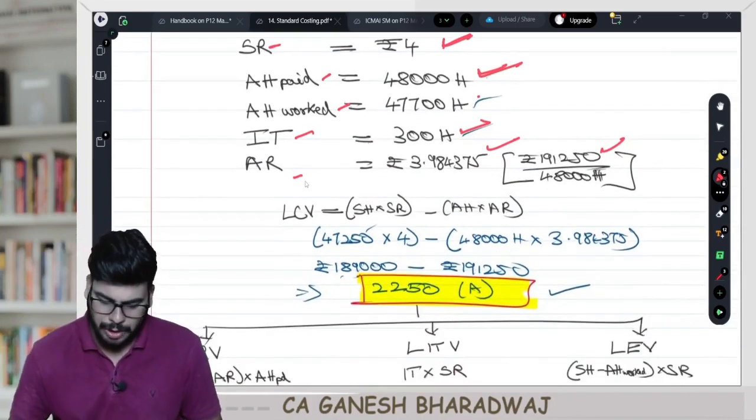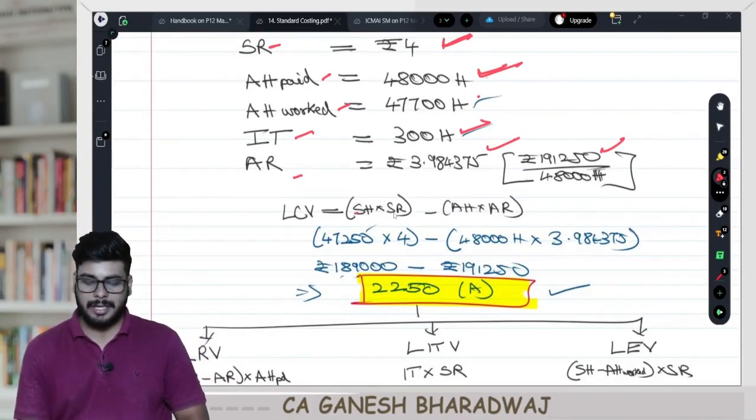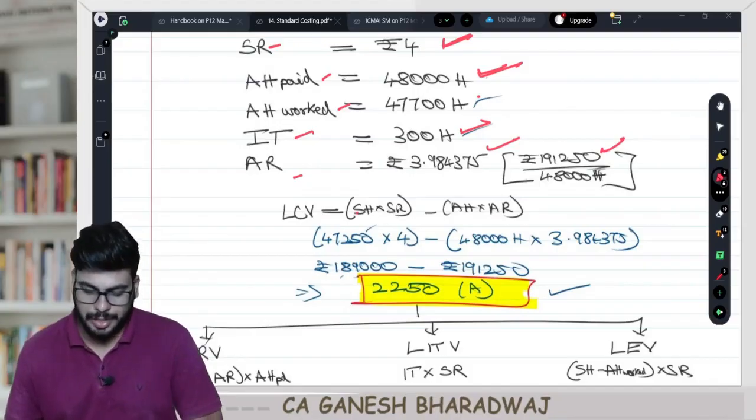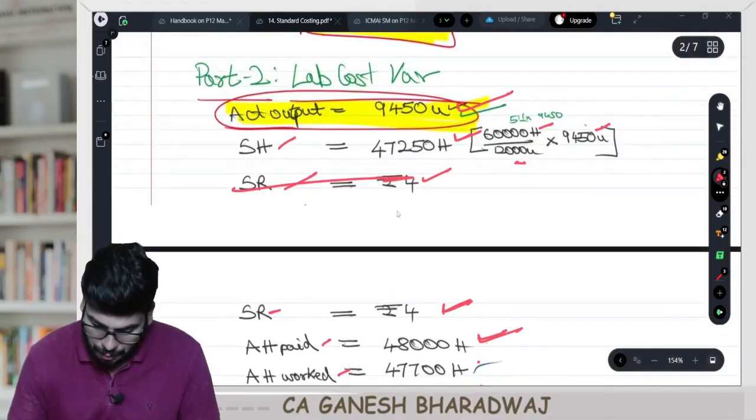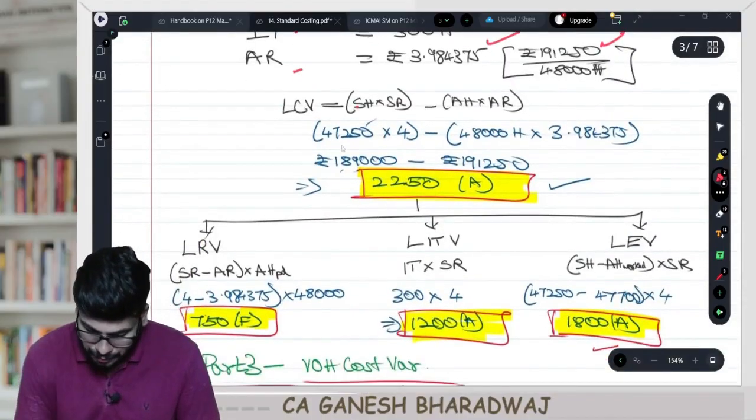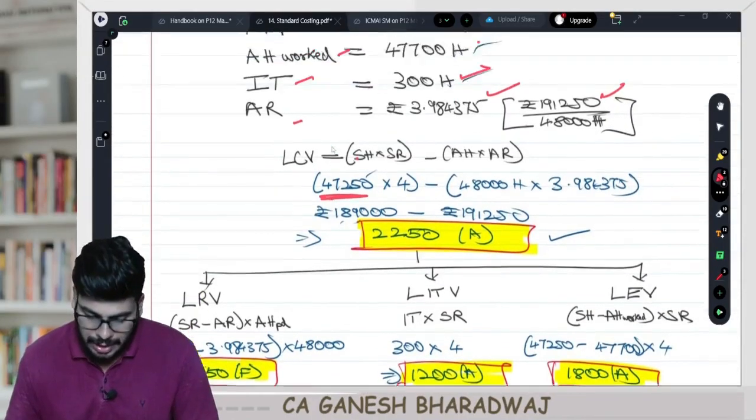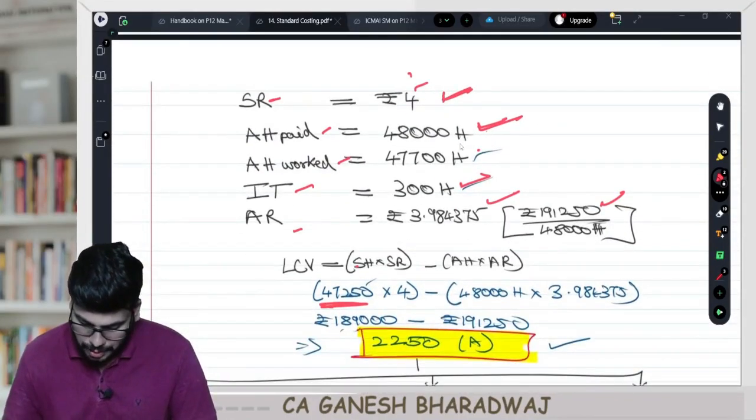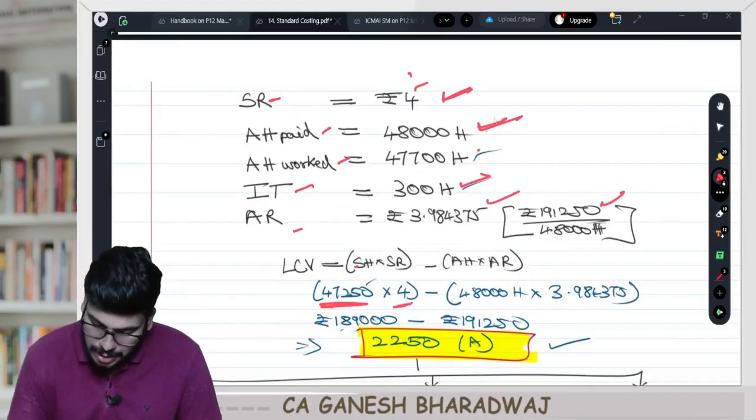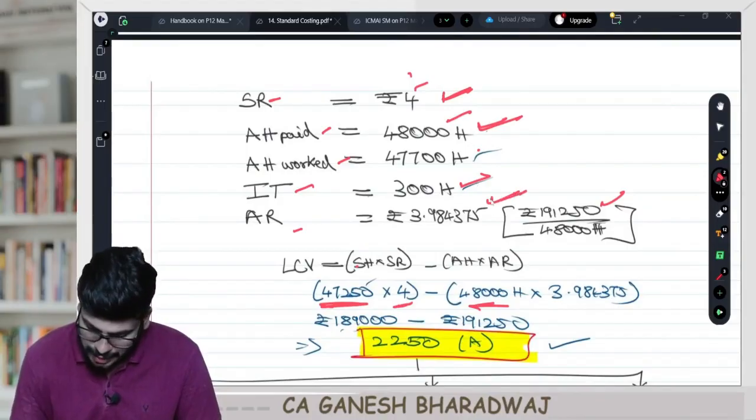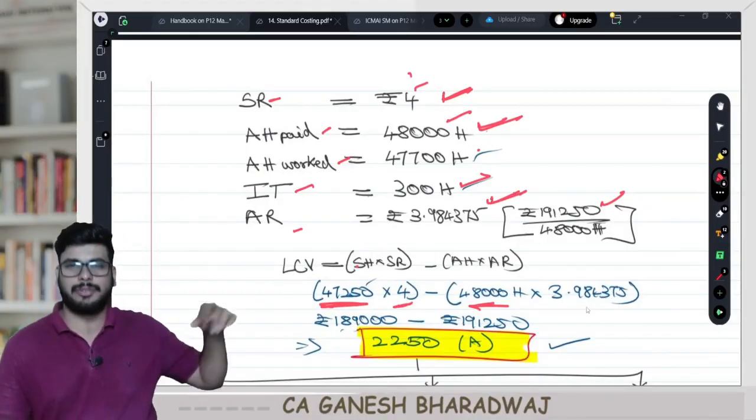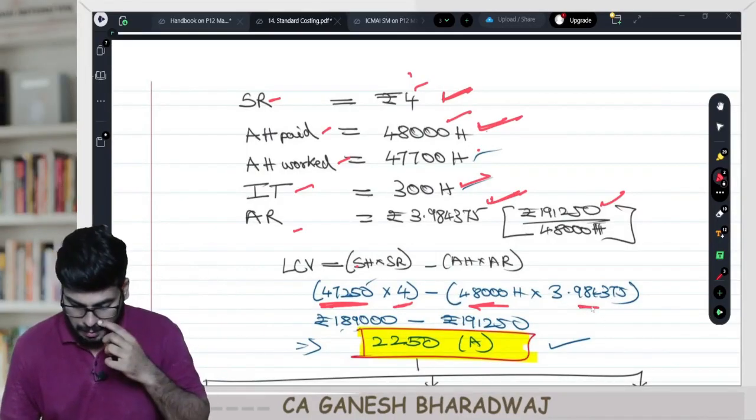So now, labor cost variance, what's the formula? Standard hours into standard rate minus actual hours into actual rate. So now, plug the figures. Standard hours, how much is it? 47,250. 47,250 into standard rate, how much is it? 4 rupees, right? Into actual hours. So actual hours means actual hours paid, 48,000, right? Into actual rate, 3.984375. You need to read in the decimals if you do that.